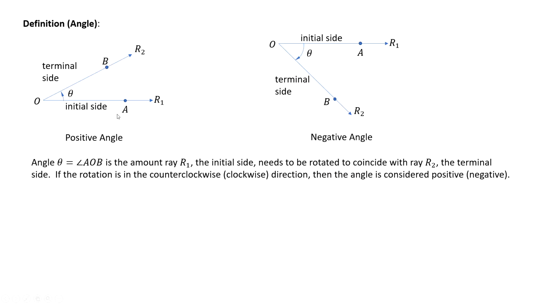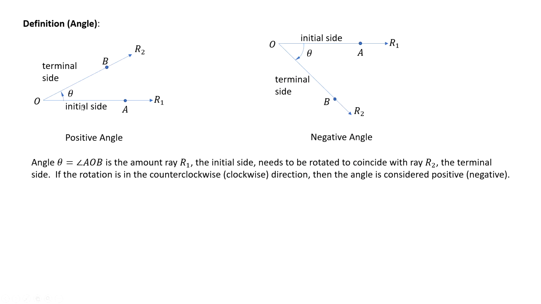Okay. Now, if you want to find out what that angle is, this is what apparently you need to do. This initial side R1, the initial ray, you need to rotate this. How much should you rotate? You rotate this so that it coincides with ray R2, which is called the terminal side.